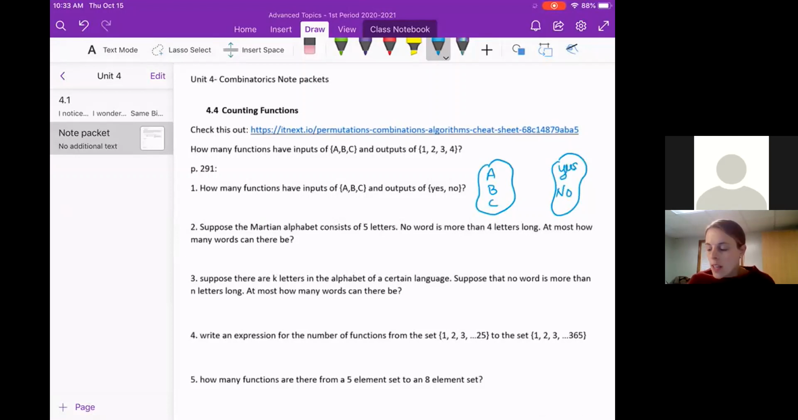So A can go to yes, or A can go to no. So there's two options there. B can go to yes, B can go to no, and C can go to yes or no. So you end up getting 2 to the third here, or 8 options, 8 functions.